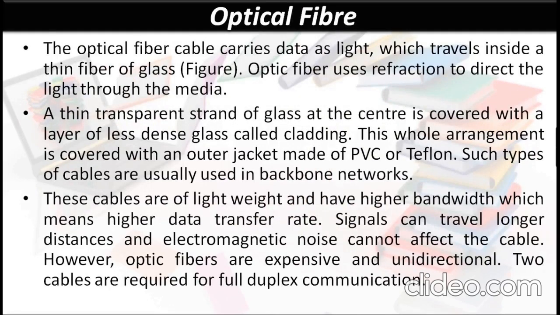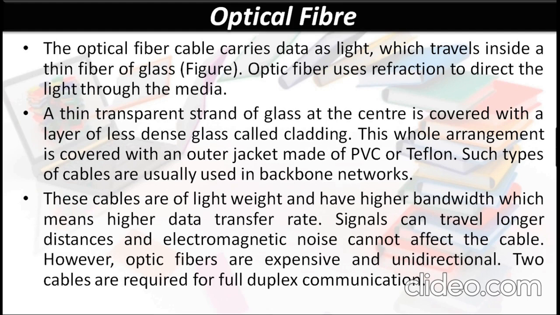The third guided media is the optical fiber. This optical fiber uses light instead of electrical signal. So coaxial uses electrical signals, twisted pair cables use electrical signals, whereas the optical fiber uses light instead of the electrical signal.